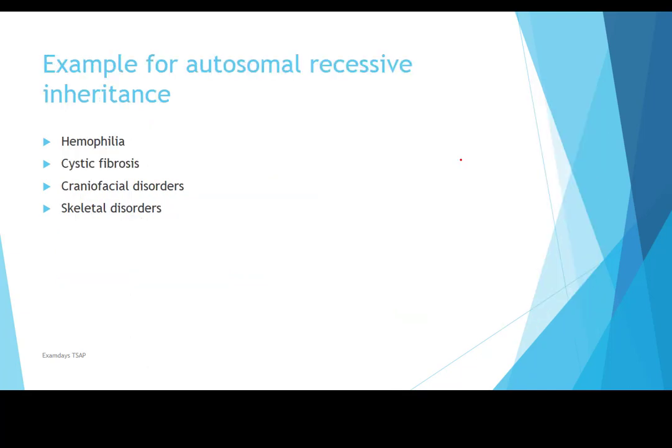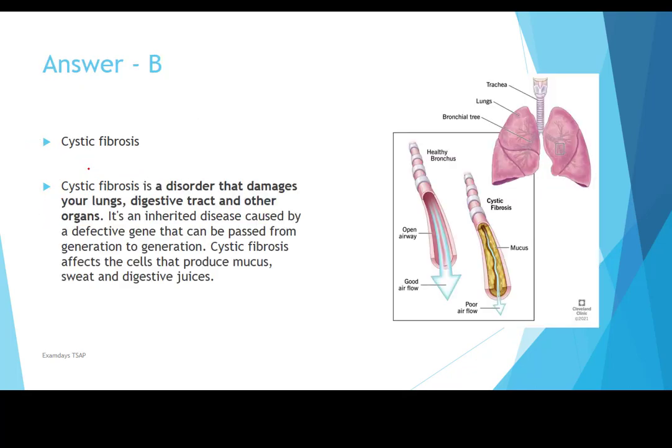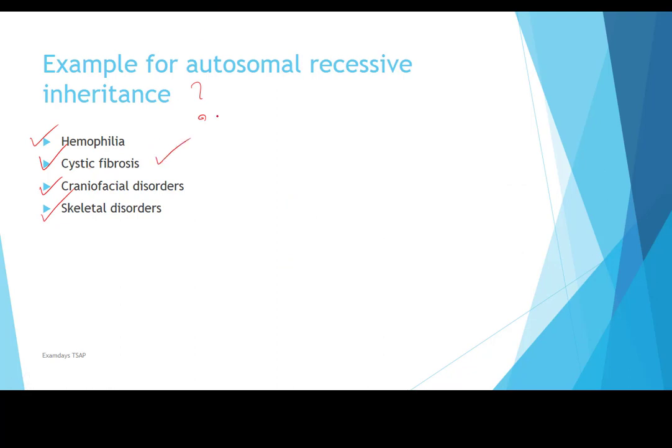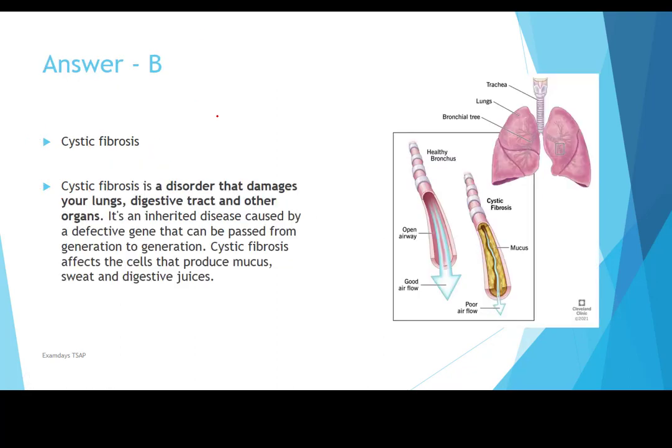Example for autosomal recessive inheritance is what? Your options: A. Hemophilia, B. Cystic fibrosis, C. Craniofacial disorders, and D. Skeletal disorders. The correct answer is B, cystic fibrosis. Cystic fibrosis is a disorder that damages your lungs as well as the digestive tract and other organs.